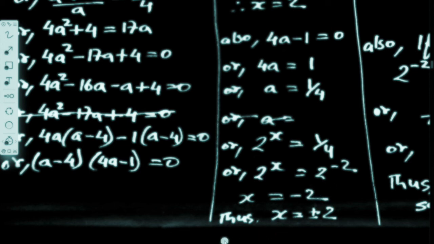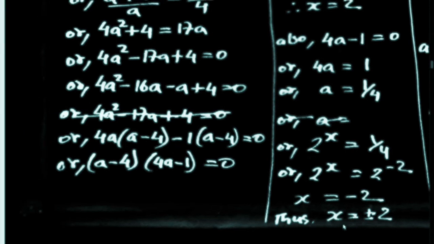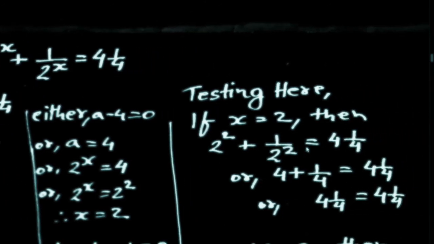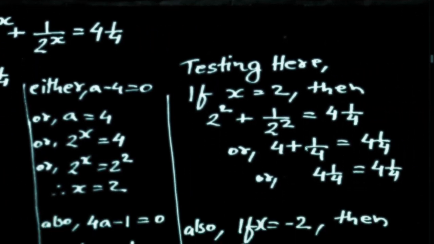Thus we get the values of x. x equals 2 is our first value and x equals minus 2 is our second value. So x equals plus minus 2. But this is not sufficient, we have to make testing using this equation. So for our confirmation, testing is done.